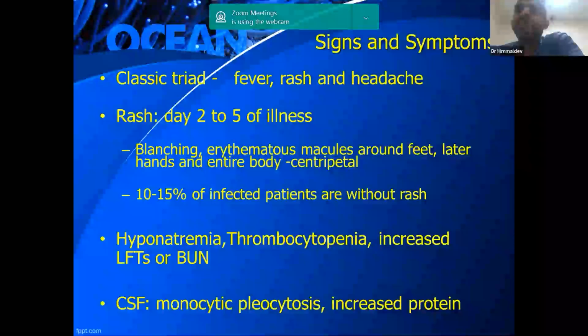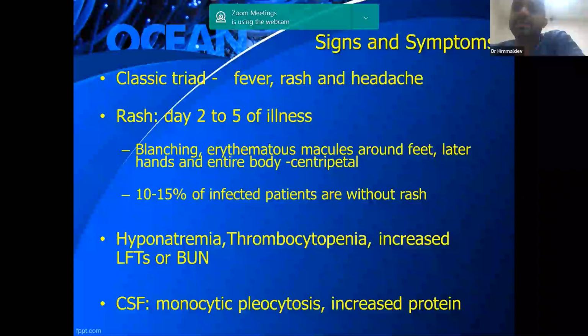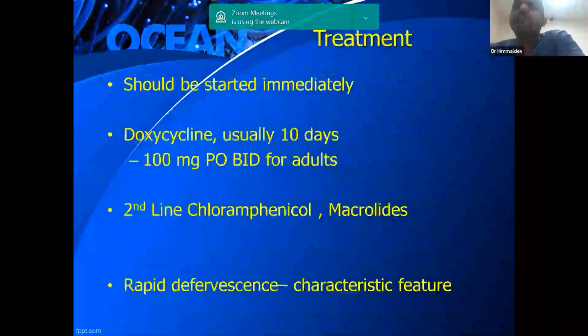So eschar is important. Just reiterating, this is a classical triad: fever, rash, headache or altered sensorium. Rash develops from day 2 to 5 of illness. I told you 10 to 15% of patients are without rash, so don't worry that rash has to be there. Along with that, some other features you can see in these tropical infections or rickettsial infection are hyponatremia and thrombocytopenia, which is very common. I told you they can have liver derangement and kidney dysfunction. And they can also have CSF features of encephalitis, which we discussed before.